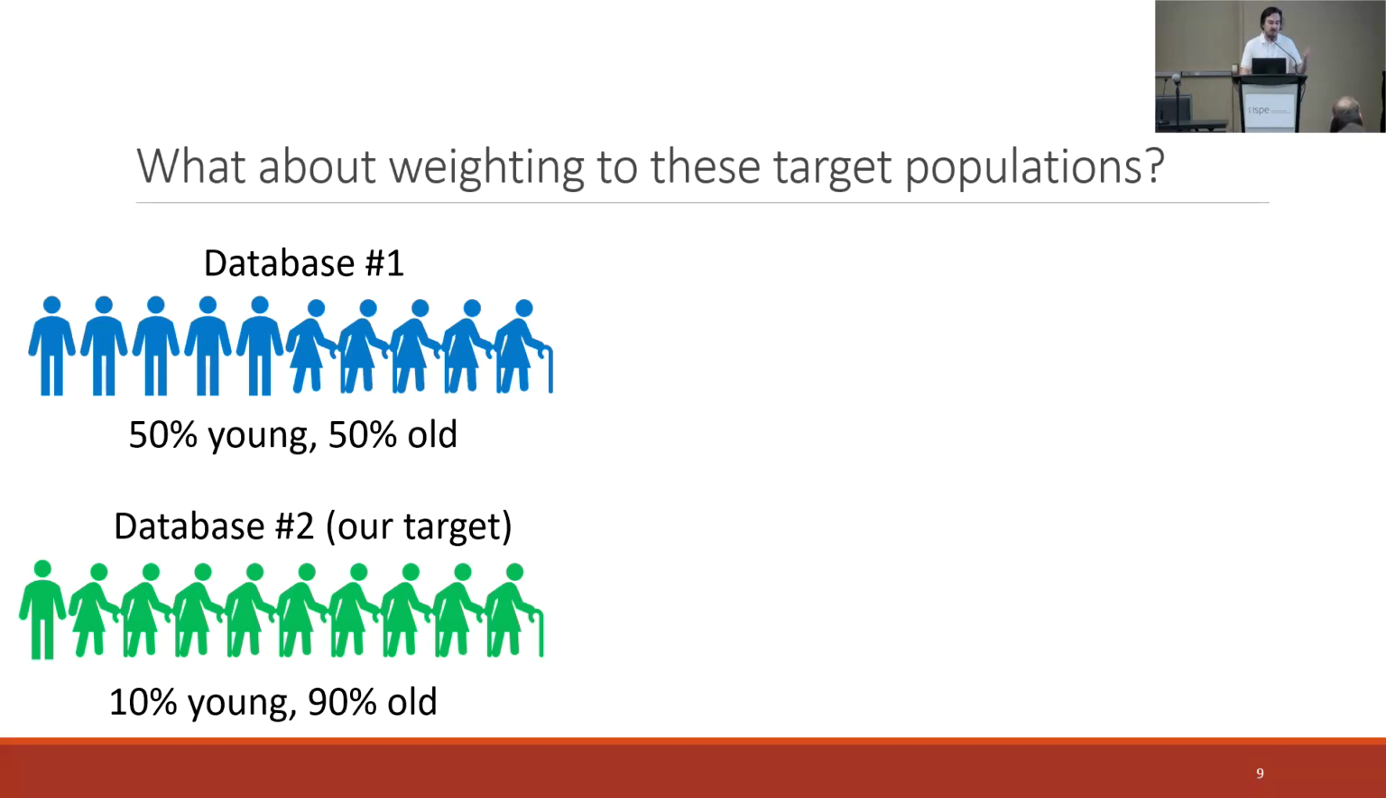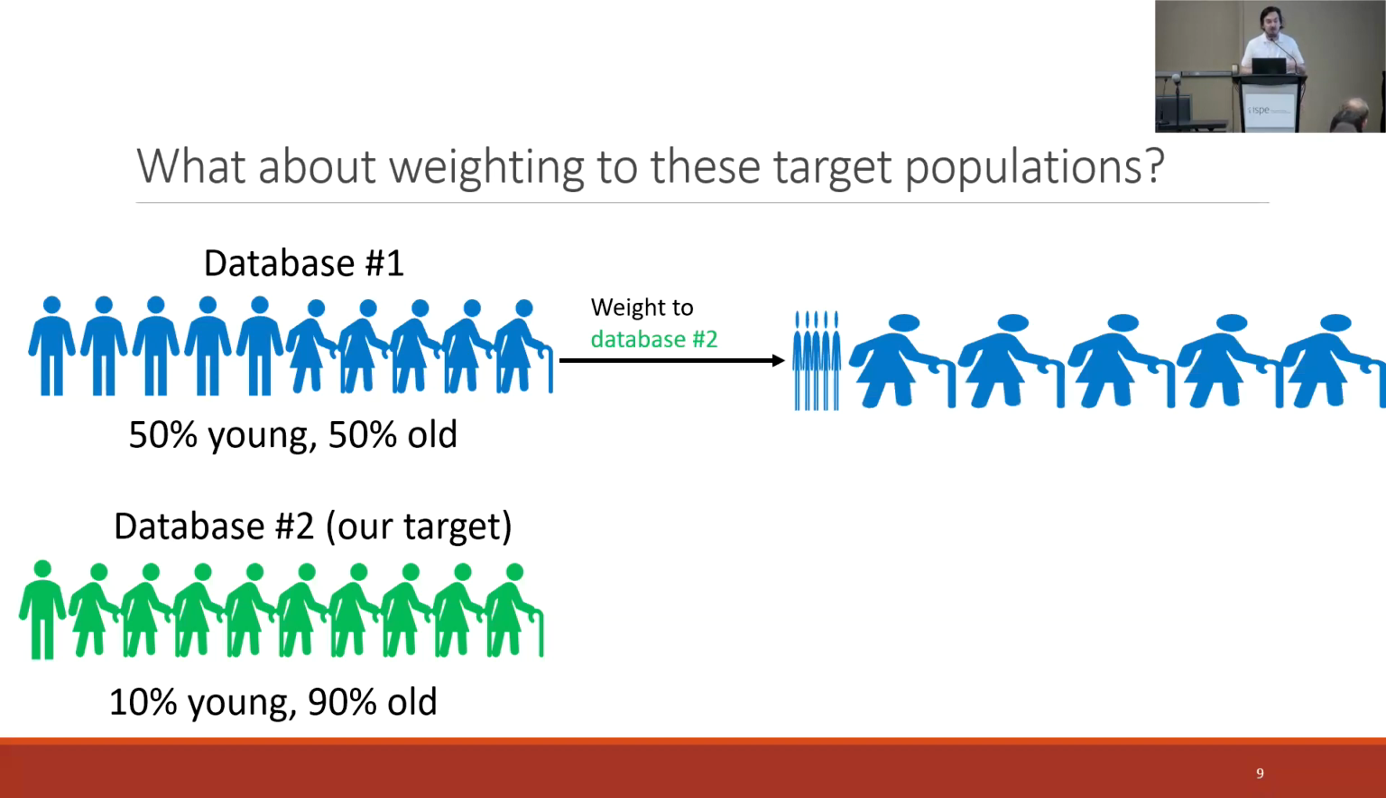So you can see here we've got this blue population, half young, half old in database 1, and then we have this database 2 population that might be our target we care about that's much, much older. And obviously these are two different groups of people, right? Half old, half young, and 90% old, 10% young. We can very plausibly expect that the treatment effect could differ between these two populations. But if we do our weighting methods to make database 1 look like database 2, we shrink down the influence of the young people and we expand the influence of the old people on our estimate.